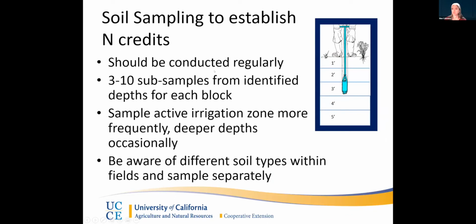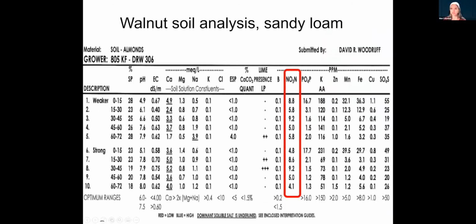Soil sampling should be conducted regularly, maybe on an annual basis, and you want to take at least 3 to 10 subsamples from identified depths in each block, covering the rooting depth of the tree. So probably to about a depth of 5 feet would be considered the effective root zone for walnut, or the active irrigation zone. And then when sampling, you want to be aware of different soil types within your field, and you want to sample those separately and label them accordingly so that you can get a good representative idea of what's going on in different parts of your field.